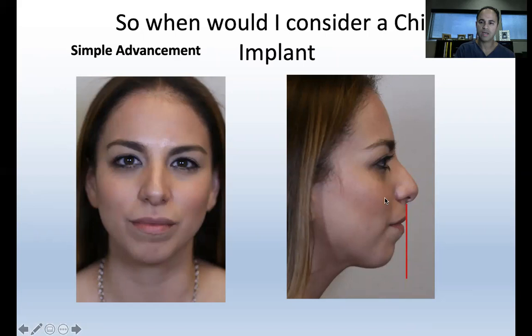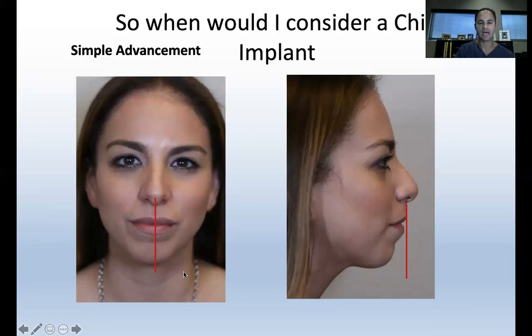And we call this the subnasale to chin point line, or the Gonzalez-Ulloa reference line. If she's behind this line, more than 4 millimeters for female, more than 3 millimeters for male, then we call that a deficiency. We also look at the midline of the chin. She's slightly asymmetric, as you can see here from her nose. We can correct that asymmetry with a sliding genioplasty, but she likes to have a chin implant instead.